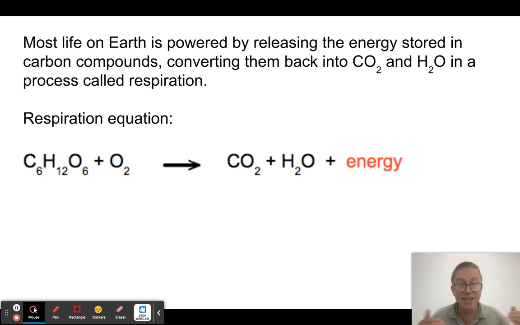And the nice thing is, it's the exact opposite of the photosynthesis equation. So the respiration equation, which again you need to know, is glucose, C6H12O6, plus oxygen, which by the way were the products in the photosynthesis equation, get converted into carbon dioxide, which you breathe out, and water, which you breathe out, and then energy, which can be used for cellular metabolism.